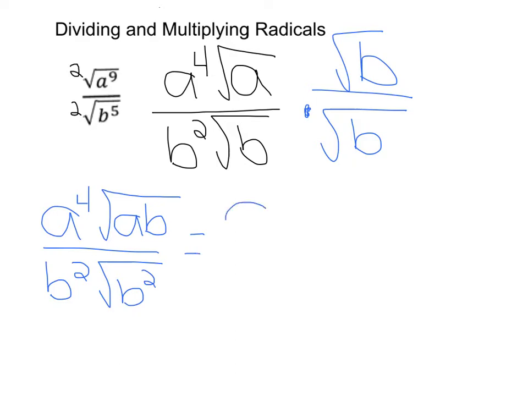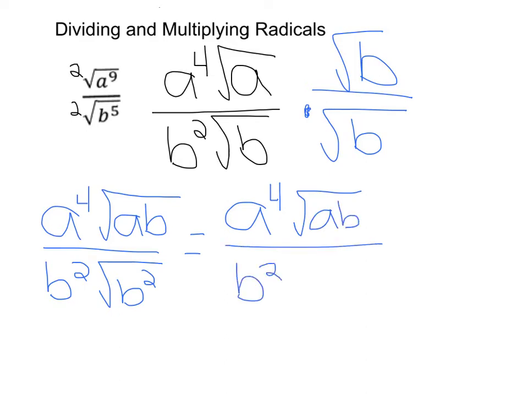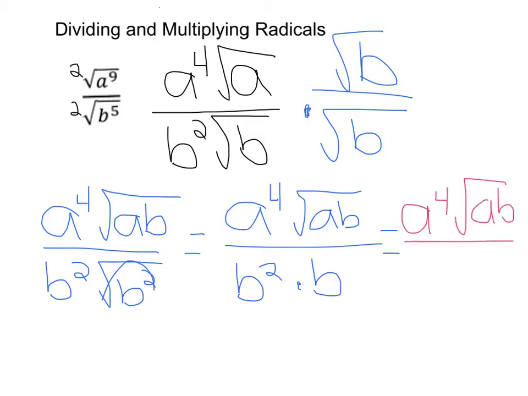Once again, I can't simplify anything more on the top, so I have a to the fourth times the square root of ab, all over my b squared, and I can simplify the square root of b squared down to just b. And that's what I was looking for, so I could get rid of the radical. So, my answer would be a to the fourth times the square root of ab all over b cubed. And that would be my answer.